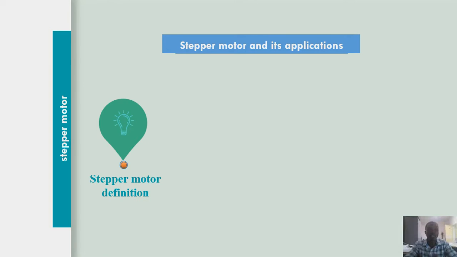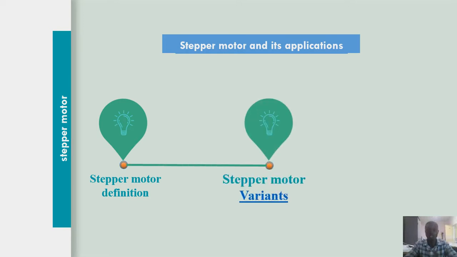Right, we then look at the stepper motor and its applications. A stepper motor is just a DC motor that divides a full rotation into a number of equal steps. They move in discrete steps. Variants of stepper motors include the unipolar stepper motor, which is a magnetic pole.